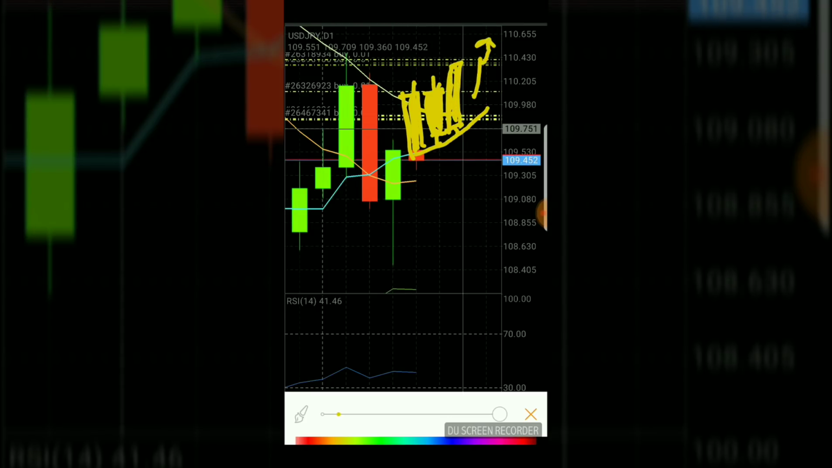I believe as time goes on, we're going to go all the way up to 112. Over time, maybe 115, 120. I don't know, it depends on the US dollar's strength. So that's what I have for now.